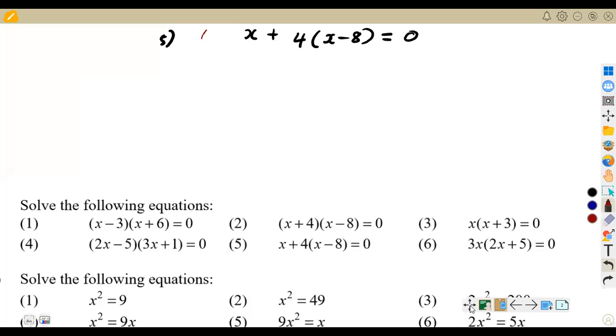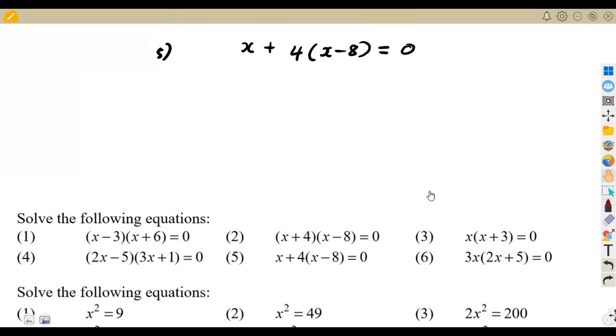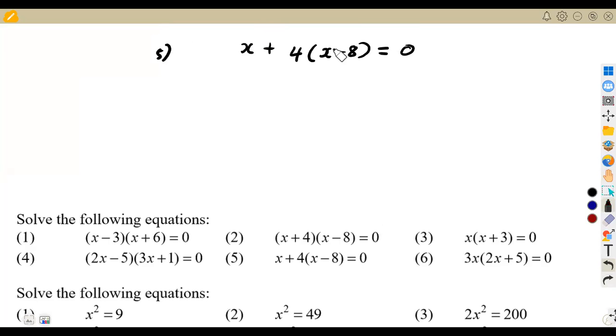Okay, sorry for that. I don't know what's happening with this software, guys. Here, there is an addition that is happening. So that means we're going to expand the brackets by 4. So that's x. 4 is going to multiply everything inside the bracket. 4 times x, that is going to give us 4x. 4 times negative 8, which is going to give us negative 32, and this is equal to 0.